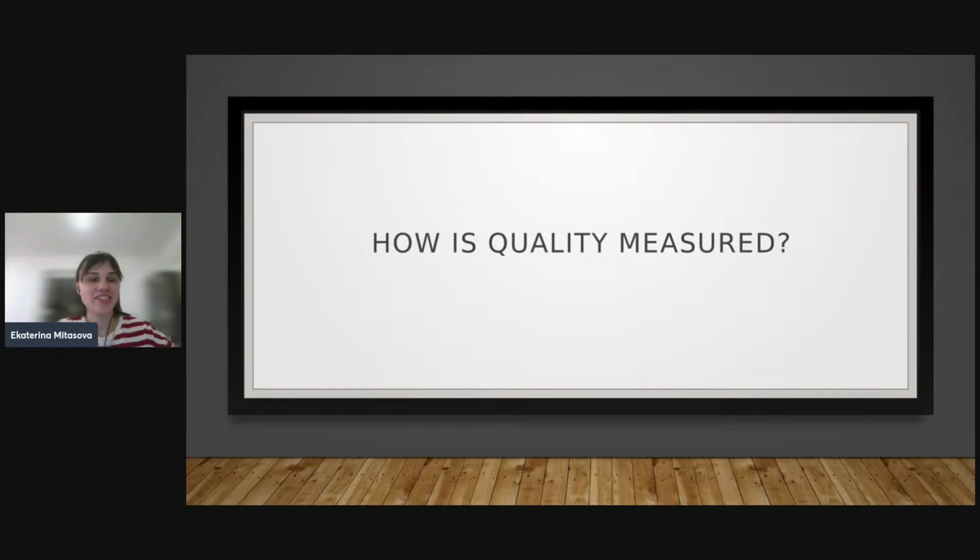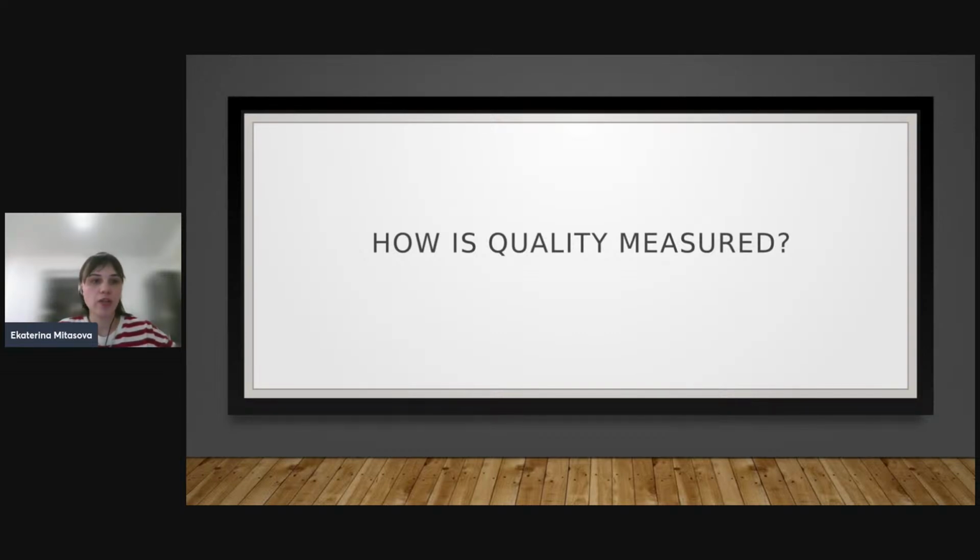As I was already introduced, my name is Ekaterina Mitasova, and I'm excited to share some of my findings on measuring quality. So, today's presentation is how quality is measured. I've been working as a QA engineer for the past 5 years. I have experience with different projects, and on each project, there have been different approaches to quality measurement.